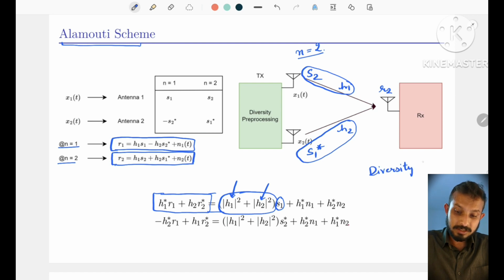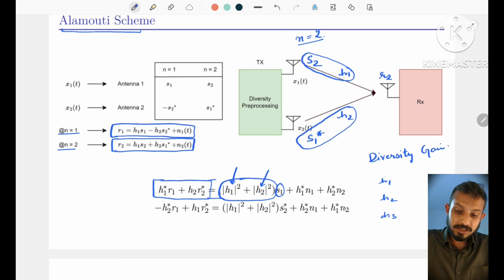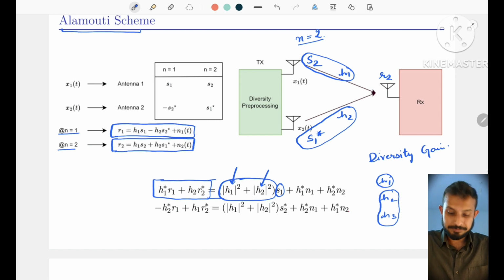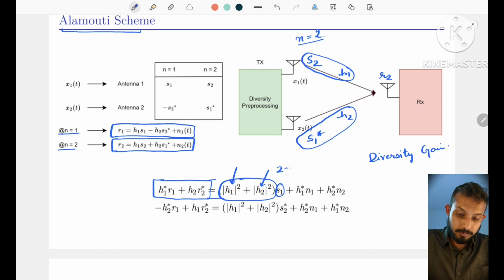What was diversity gain? So diversity gain was, we have multiple channels, H1, we have H2, H3, and if any of the channel is in fade, still you can recover the signal from the rest of the channels. So basically here you are getting a two branch diversity.